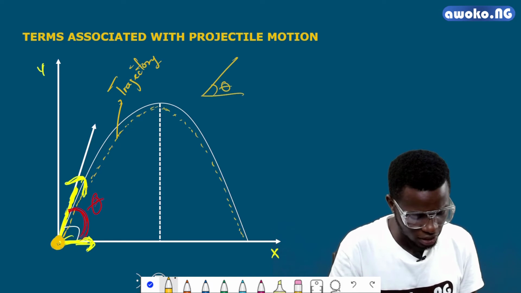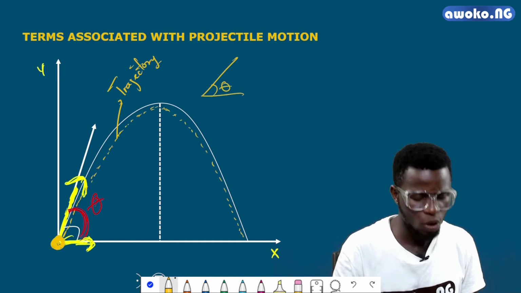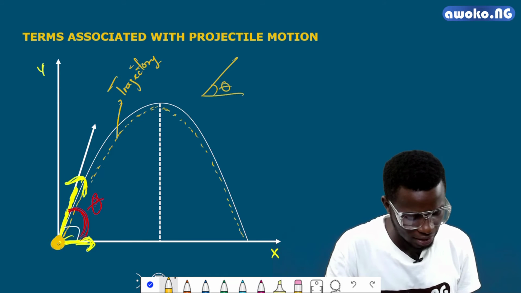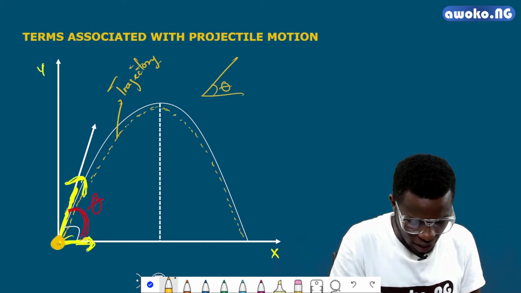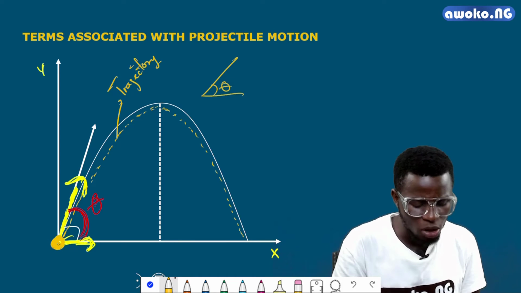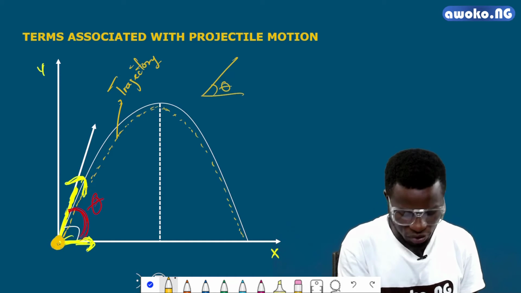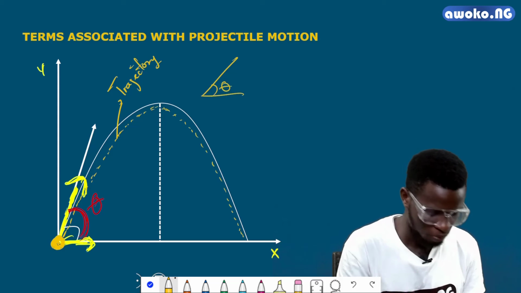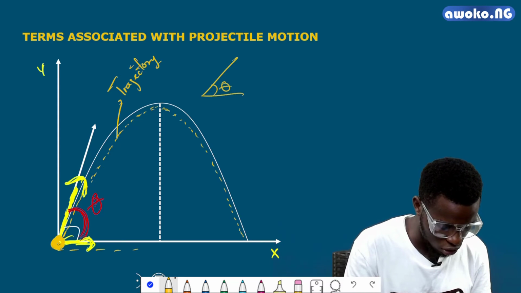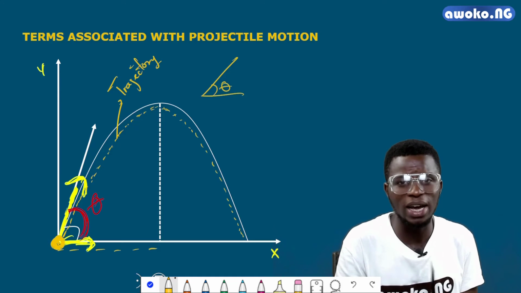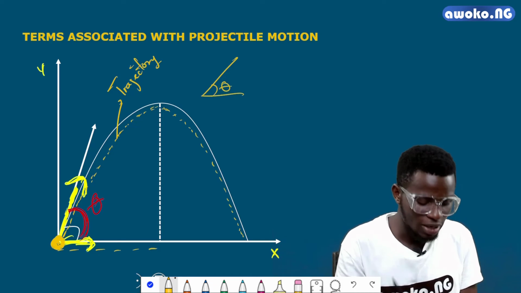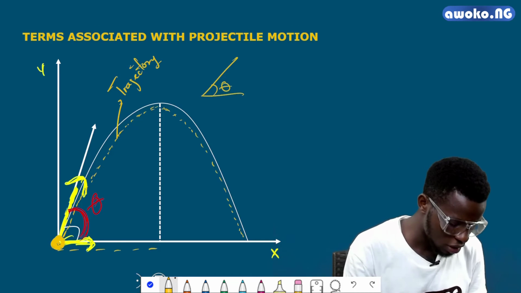The next thing we will consider is the time of flight. The time of flight is simply the time required for the projectile to reach the maximum height and then return to the plane of projection. This is the plane of projection. So it is the time it took the projectile, that is the body that is being projected, to reach the maximum height.